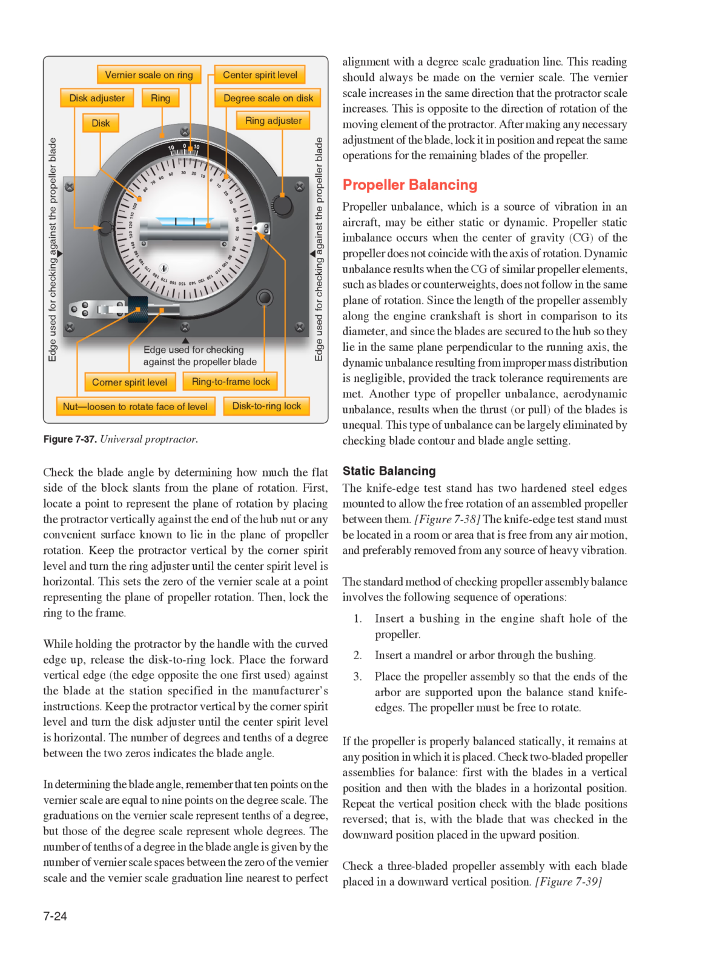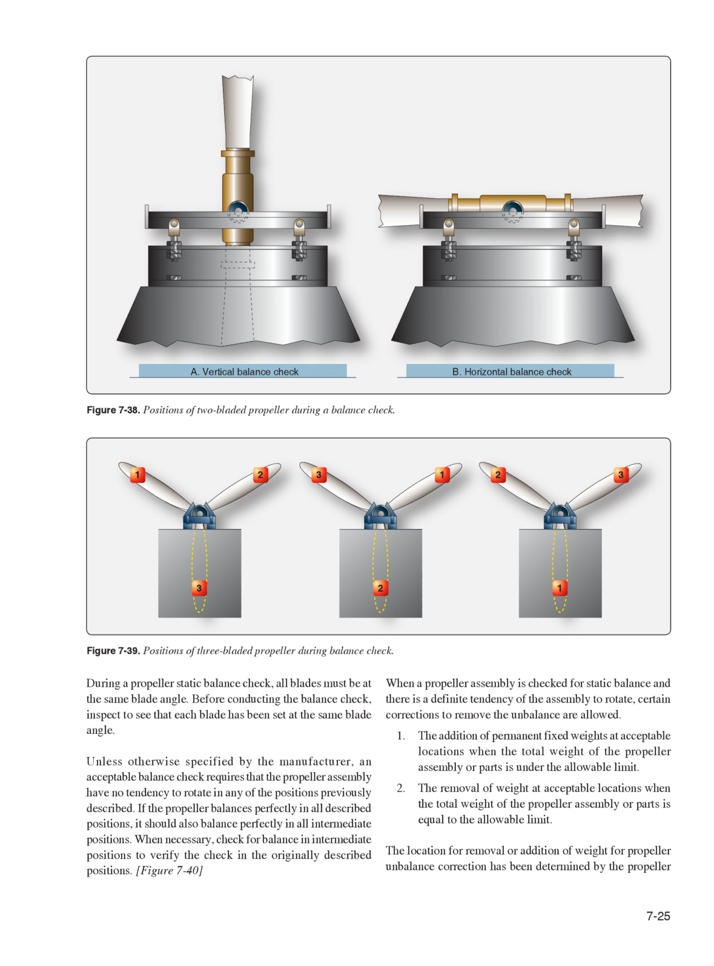Repeat the vertical position check with the blade positions reversed, that is, with the blade that was checked in the downward position placed in the upward position. Check a three-bladed propeller assembly with each blade placed in a downward vertical position. Figure 739. During a propeller static balance check, all blades must be at the same blade angle.